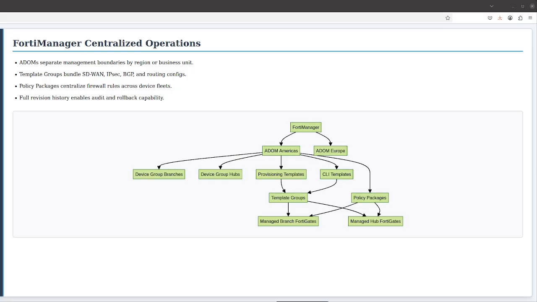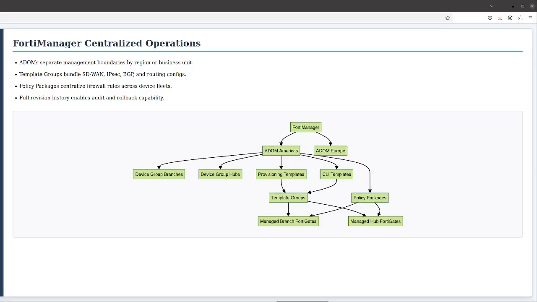Within an ADOM, the building blocks include device groups, which group devices logically, policy packages, which are reusable firewall policy bundles, provisioning templates, which configure features like SD-WAN and IPsec, and CLI templates, which hold raw CLI snippets for anything the GUI cannot fully express.